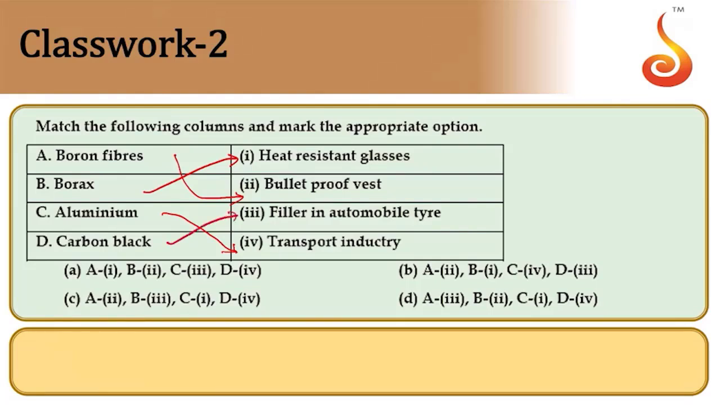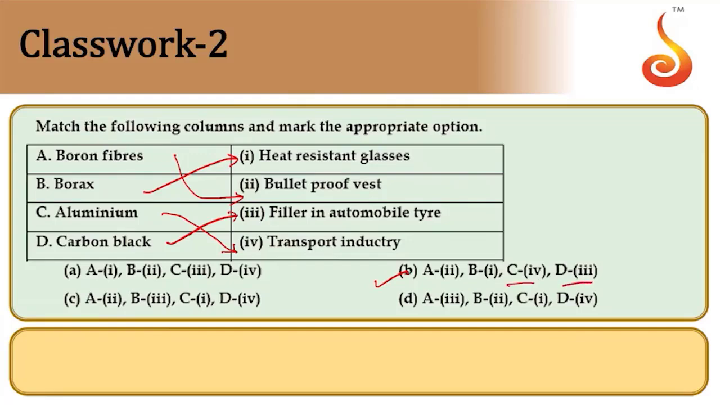So boron fibers, bulletproof; borax, heat resistant glass; aluminium, transportation industry; carbon black, filler in automobile tires. Therefore, the option matching these four is option B. So A is 2, boron fibers bulletproof. B is 1, borax heat resistant. C is 4, aluminium transport industry.